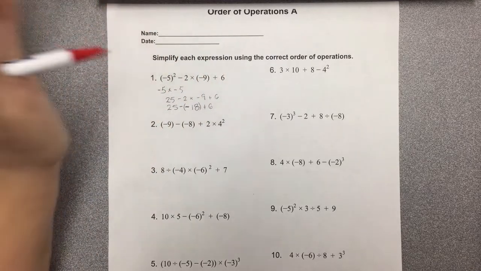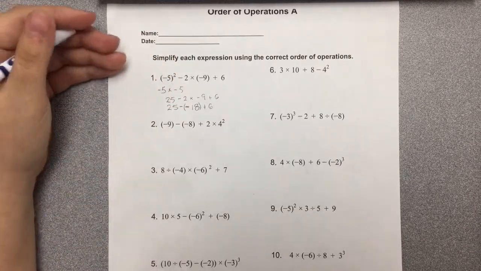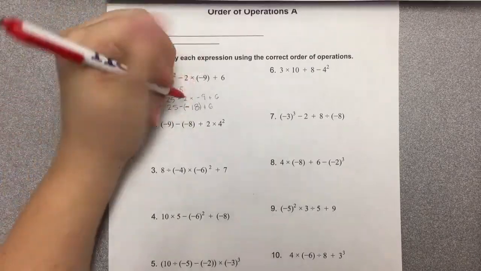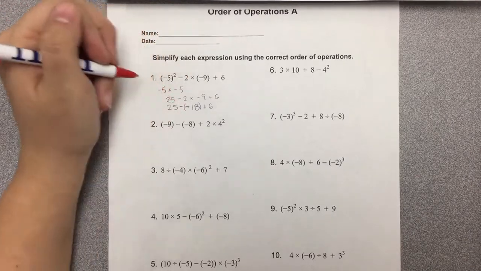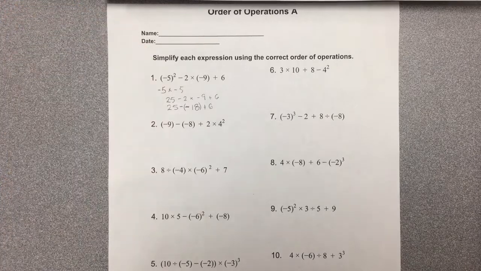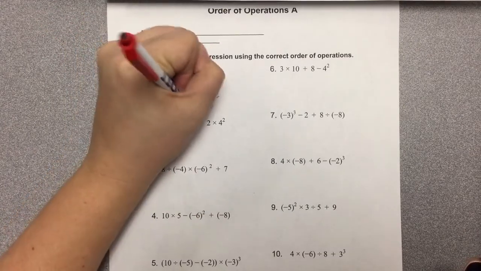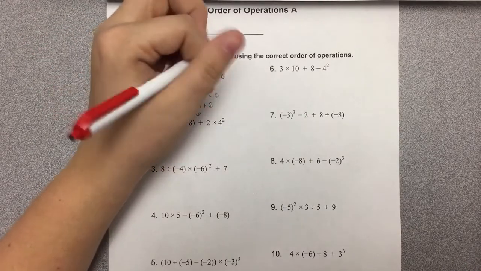All right, this is where it gets a little bit funky because we're subtracting a negative. When we subtract a negative, I like to say we're going to add the opposite. In this case, those 2 negatives mean that we're going to end up adding 18. So 25 plus 18 gives us 43. And because we're moving left to right, we're going to add that 6, and we end up with 49.